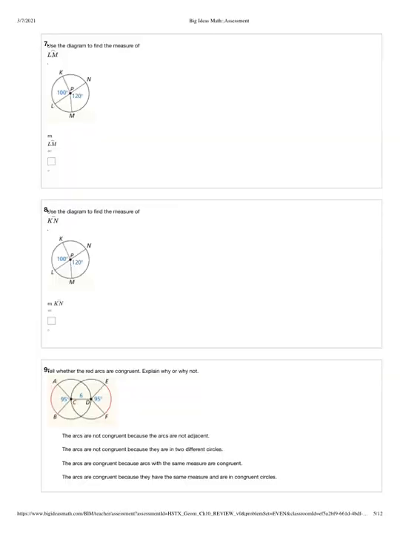Next slide. Use the diagram to find the measure of LM. Here's LM. So that's going to be congruent with the central angle right there. And we just need to figure out what that is. Okay, so if we notice, we've got a diameter here that goes through the center, which means we have 180 degrees. If we subtract this 100 that's here, it means we've got 80 here. And if we subtract this 120, it means we have 60 right here. So this one has to be 60 degrees.